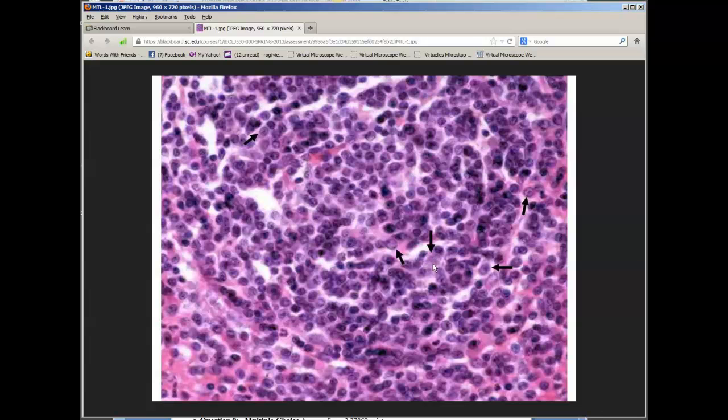Here's a very large euchromatic nucleus. Here's another one. You can see a nucleolus in it, and another one here. Well, you don't see that in lymphocytes, T or B. You see these are dendritic cells, and they're in a lymphatic nodule.